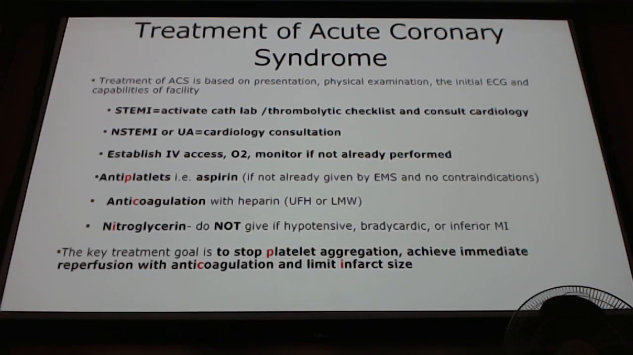All right, this is kind of what the treatment is. Like I said, for STEMI, we need to activate the cath lab within 90 minutes, or get them on our thrombolytic checklist and transfer or consult cardiology to see how soon we can get them there. NSTEMI is still a cardiology consult. They likely won't go to the cath lab right now, but in the next 24 hours they'll take them. For treatment, everybody gets IV, O2, and a monitor, and we get aspirin and anticoagulation on anybody having acute coronary syndrome, and then nitroglycerin depending on where the infarction is and whether their vital signs can tolerate it.